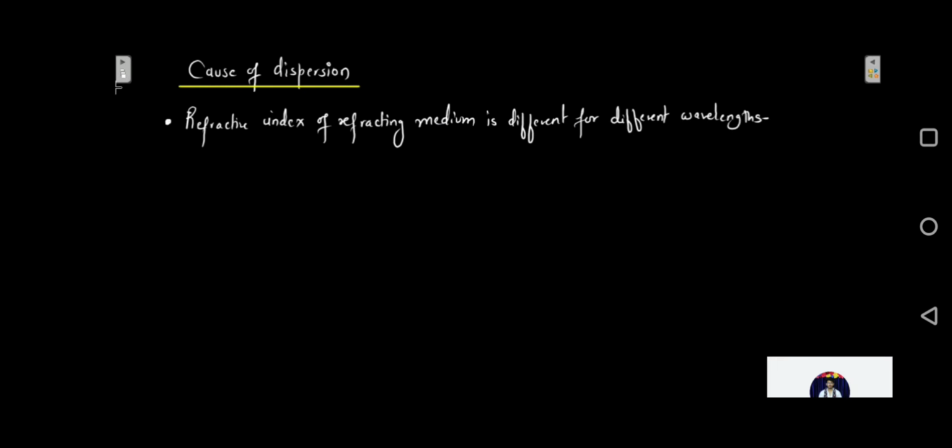Now let us look at the cause of dispersion, how and why this dispersion happens. The main reason behind this dispersion is that the refractive index of the refracting medium, in this case the material of the prism, is different for different wavelengths. As we have learned in the electromagnetic waves chapter, chapter number 8, visible light consists of different colors, and these different colors have different wavelengths.